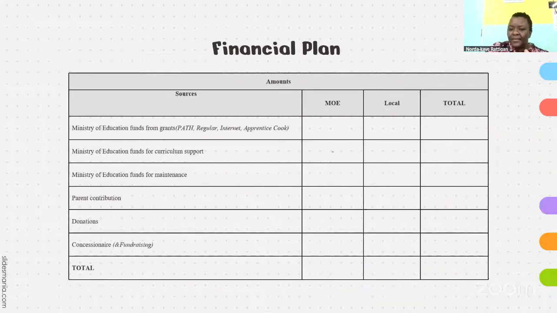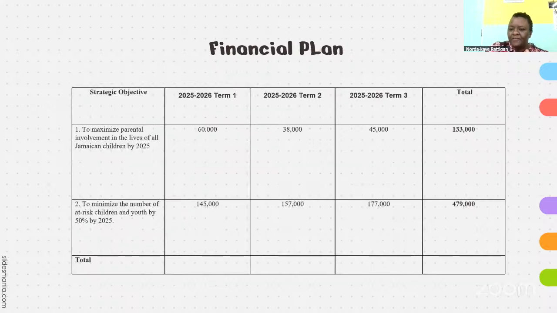Now, your financial plan speaks to the money part of your SIP. How much money you're getting from the MOE, how much money you're getting from your local funds. You break it down again. You're going to match each strategic objective by term. How much money do you plan to spend in term one based on strategic objective one and what you put in your operational plan? And you go across like this for each objective by each term. And this is a year breakdown.